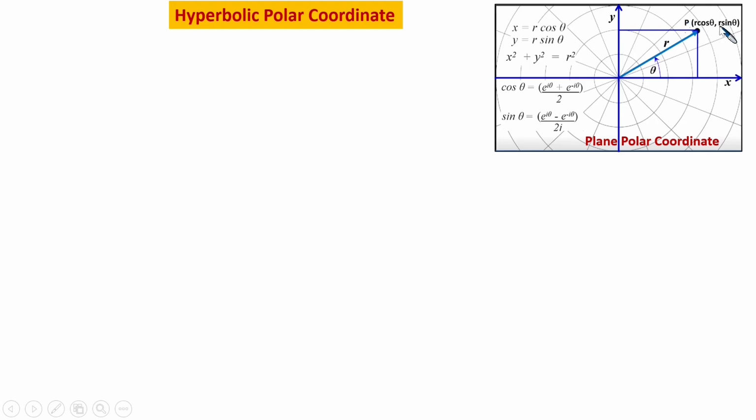So this point P is r cos theta comma r sin theta, and this will obey this equation of circle. And I can write similarly cos theta is equal to e to the power i theta plus e to the power minus i theta, divided by 2, and sin theta is e to the power i theta minus e to the power minus i theta, divided by 2i. So this is unlike your hyperbolic case where i is not there.